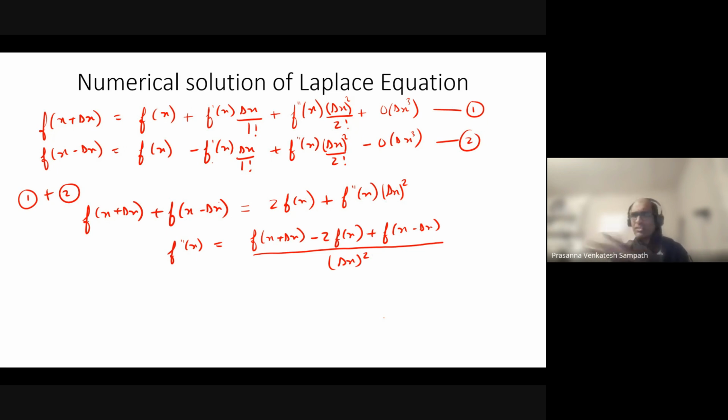And then I just rearrange terms and I get this simple expression which looks like f''(x) = [f(x+Δx) − 2f(x) + f(x−Δx)] / Δx², right? So this is what we've got by applying Taylor series expansion and rearranging the terms and just adding the two equations and so on.